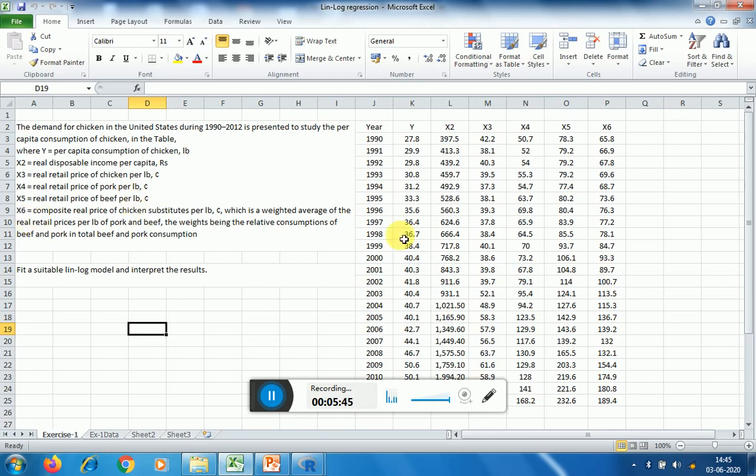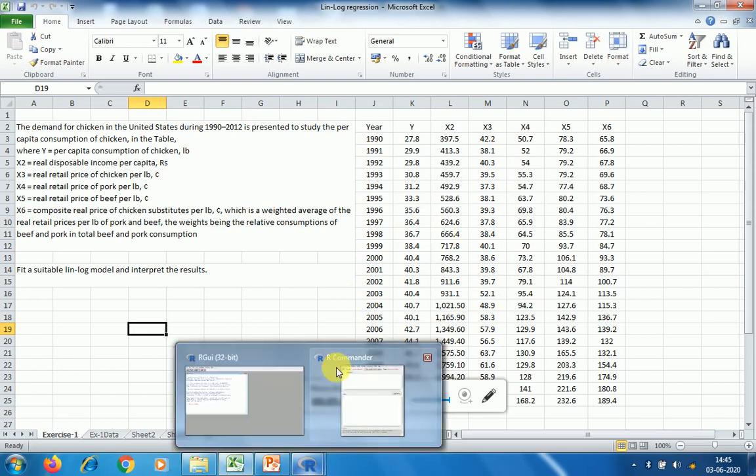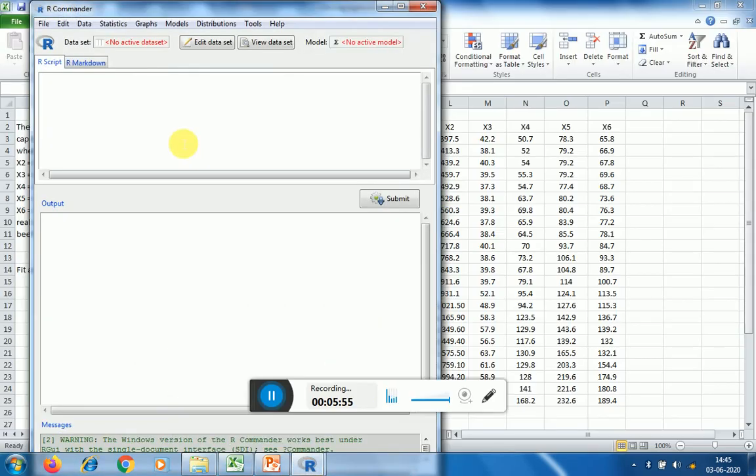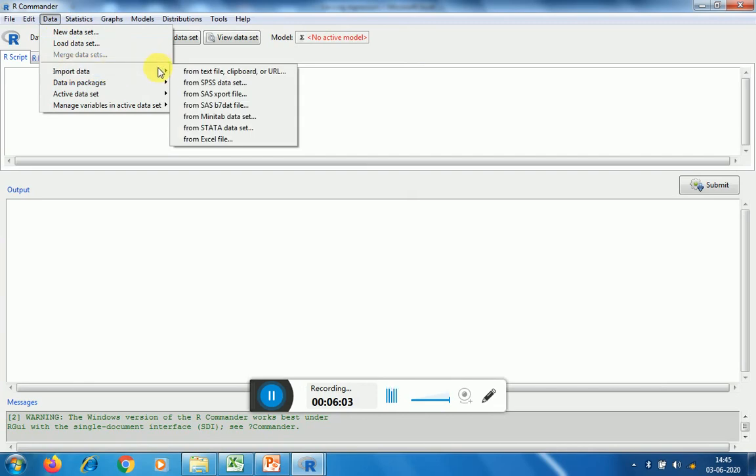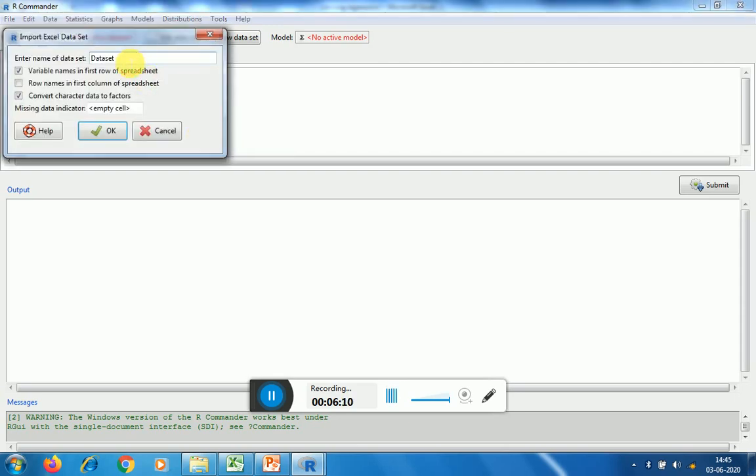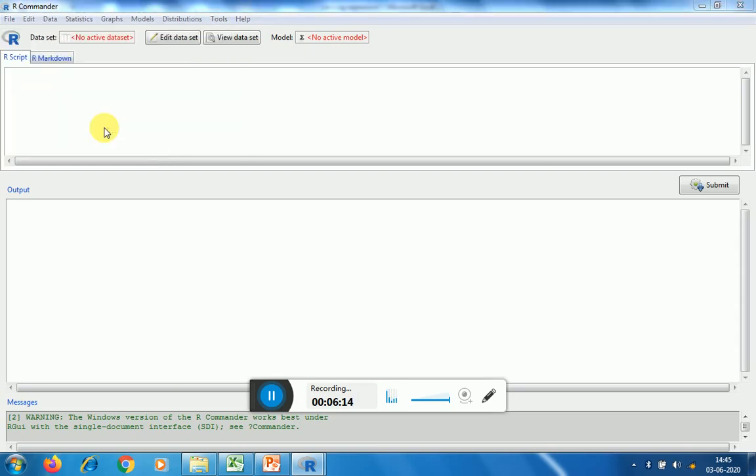Now we'll load this particular data sheet in R Commander and see how we get the various results. First of all, import the data. So click on data first, then import data, then from Excel file. I call this dataset 1, and then OK.